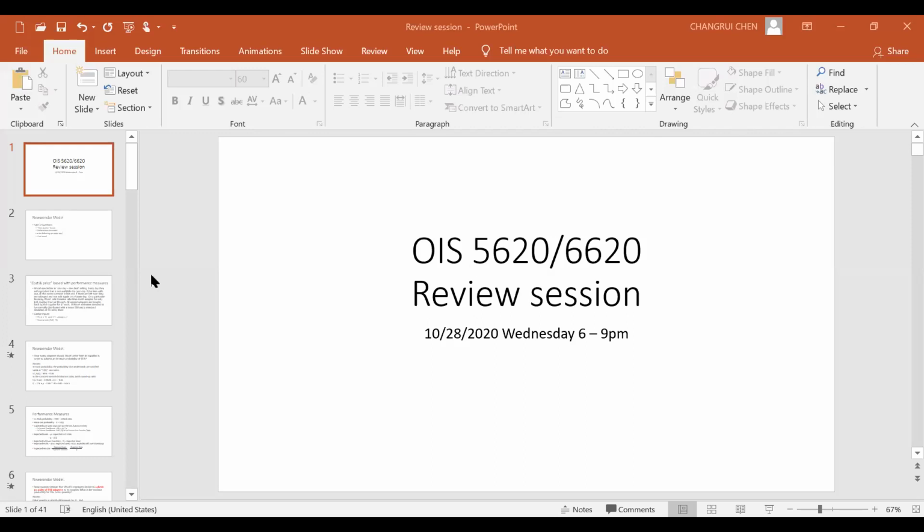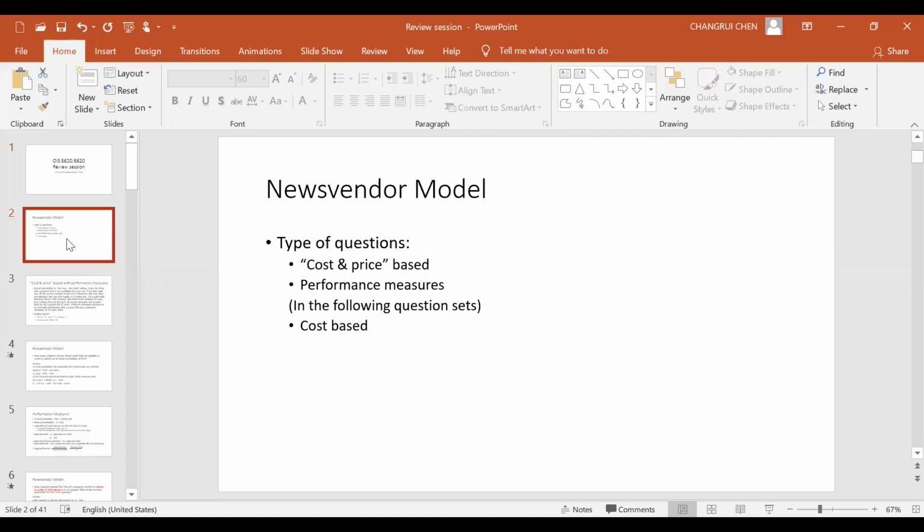So let's get started. I will include three topics in this review session: the newsvendor model and performance measures, reactive capacity, and revenue management. I will not include the auction, and I highly recommend you watch the auction videos. There is some auction question in the final, but it's based on the very basic auction knowledge on the slides, so go read the slides and watch the videos.